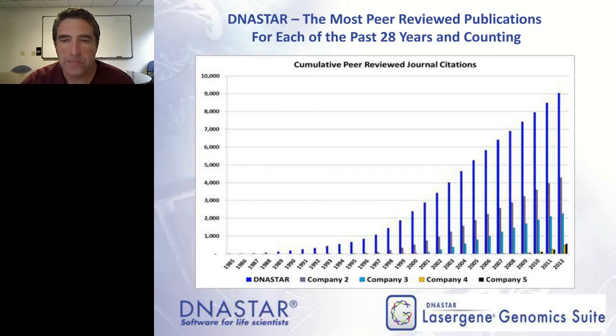So DNASTAR software is research-grade. It's been used again back since the 1980s and used by scientists to analyze sequence data and create publications. And for the past 28 years, we have been the most cited software company for sequence analysis. And you can see that our next nearest competitor has less than half of the citations. So it's really a goal of ours to produce software that is easy to use, yet powerful enough to do the analysis that you need.